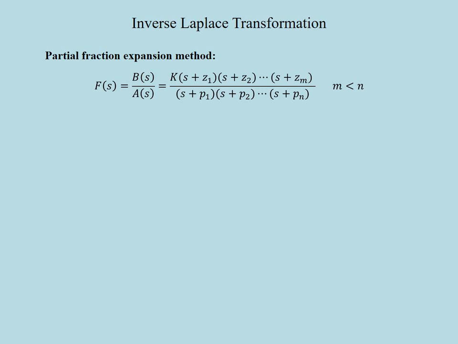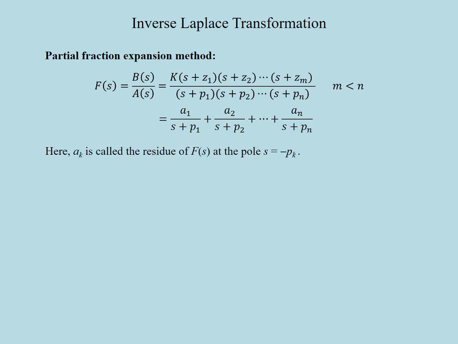A rational function in this form can be expressed as a sum of fractions with denominators of degree 1. The negatives of the coefficients p1 to pn are called the poles of this rational function. And a sub k is the residue of this function at the pole s equals minus pk. In order to find out how the residues can be obtained, let us multiply the function F of s by s plus pk and evaluate the result at s equals minus pk.